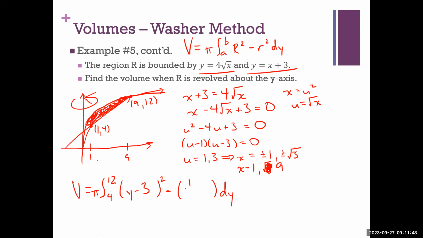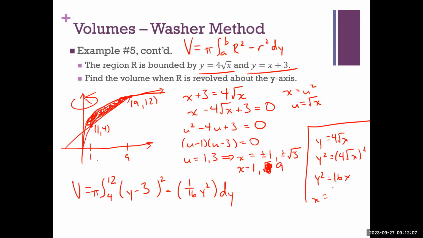So 1/16 x squared or y squared? Yeah, let's just spell that out. If y equals 4 radical x, squaring both sides would be y squared equals 4 radical x squared. Y squared equals 16x. X equals 16 over y squared? No. Y squared over 16.